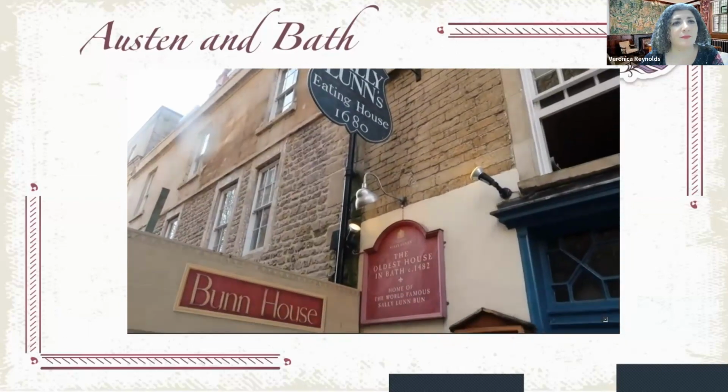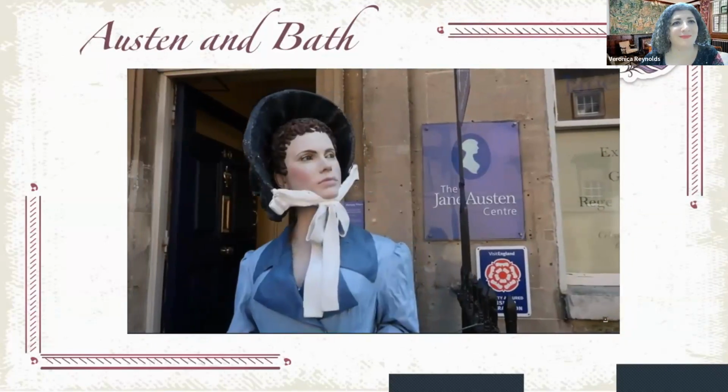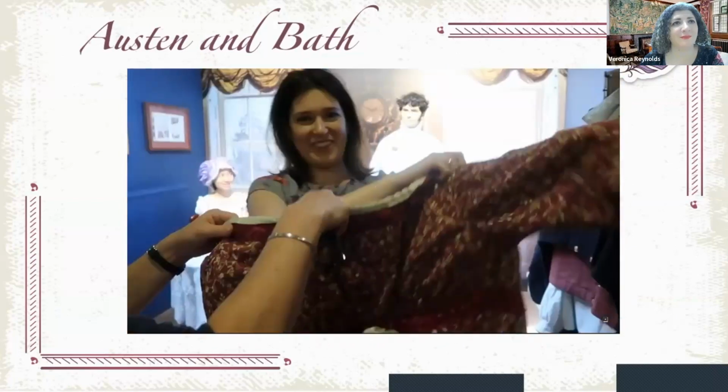Sally Lunn's buns are so famous that even Jane Austen wrote to her sister about them. That's how good they're supposed to be. And I really wanted to try one, but I left my purse behind. And of course, I've been saving the best for last, the Jane Austen Centre, where you can learn all about Jane Austen's life and her family, and even try on some of the clothes.